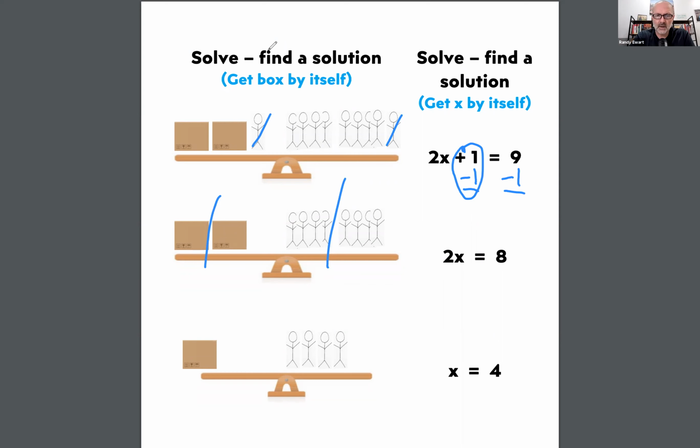So we have 2x. That's a times problem, so we're going to divide. But you have to divide both sides by the same number. 2 divided by 2 is 1. 1 times x is x. And 8 divided by 2 is 4. And now we have solved a two-step equation by getting rid of both numbers. But let me show you why one is easier to deal with than the other. Let's take a look at that now.